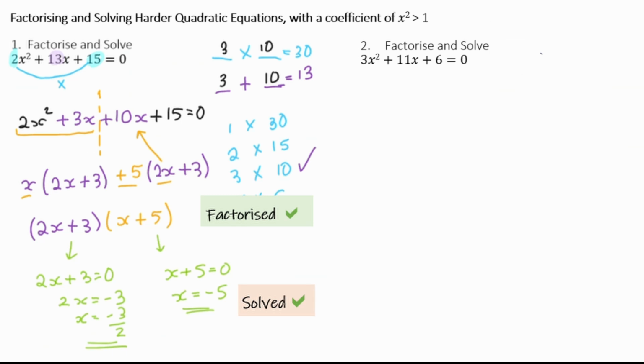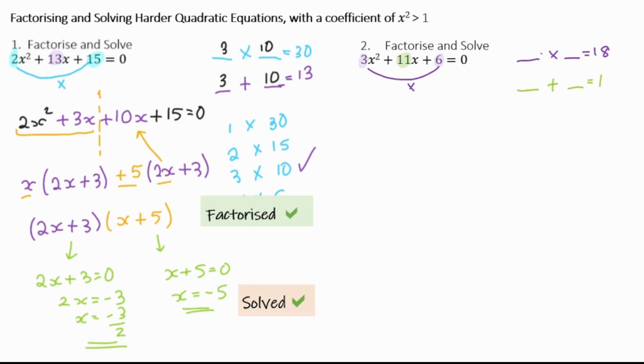For number 2, we would first have to multiply the coefficient of x squared, which is 3, with our number term, which is 6. So 3 times 6 gives us 18. And that means we are looking for two numbers which multiply to give us 18. Those same two numbers should then add to give us 11.